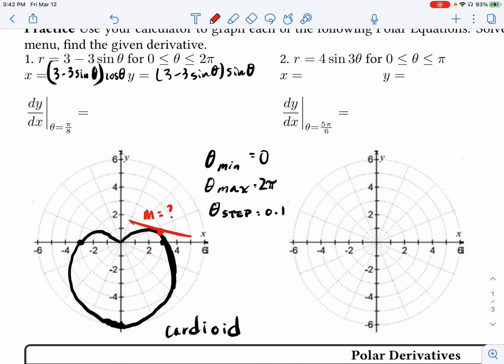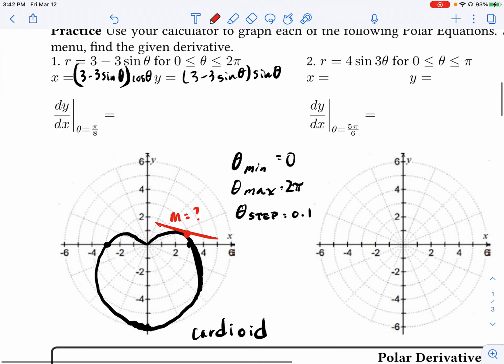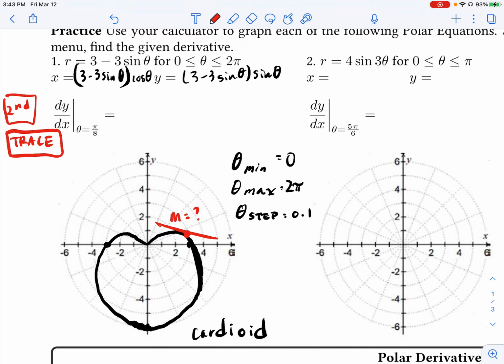So in your calculator, you want to go ahead and hit, and I'll just write this to the side, the second button, then hit the trace. And then from there, after you've hit second trace, you'll then want to choose the dy/dx option, and then just enter in theta is equal to pi over 8. And what you should get, if you've paused and tried that, is the following.